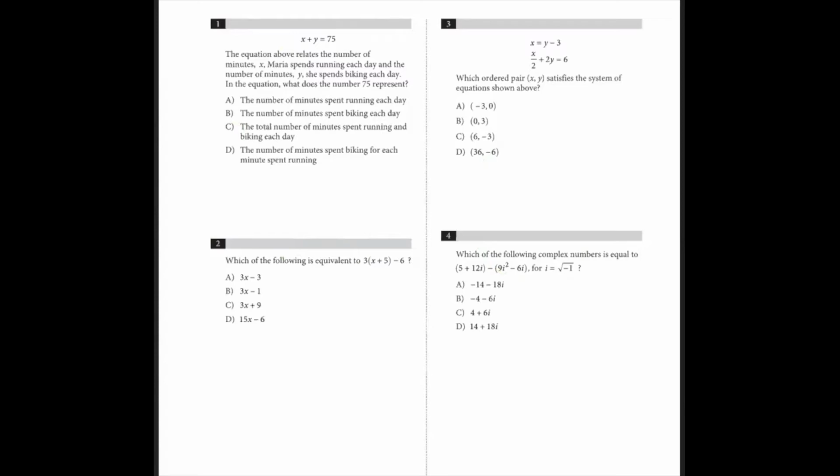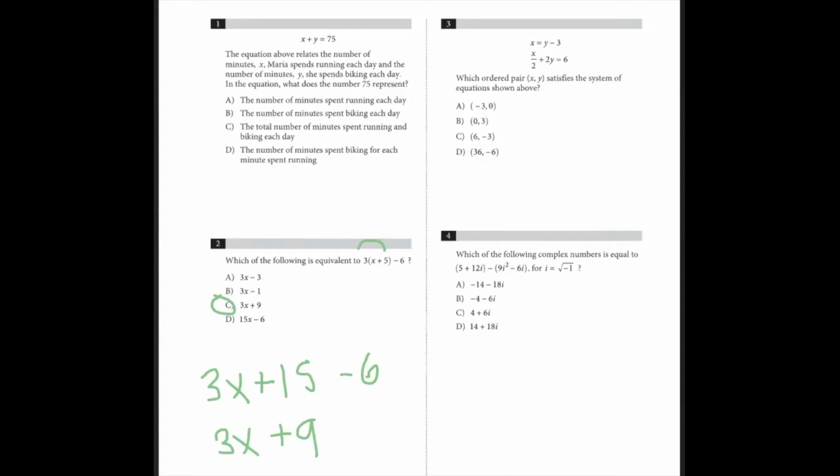So number 2, which of the following is equivalent to 3 times x plus 5 minus 6? This is just simplifying. It should be very, very simple. But of course, if you need a review on it, that's fine. You distribute the 3 to the terms inside the parentheses. You get 3x plus 15, and then all you have to do is combine like terms. You get 9. So those two, at least number 1 and 2, were not bad at all. So let's look at number 3.